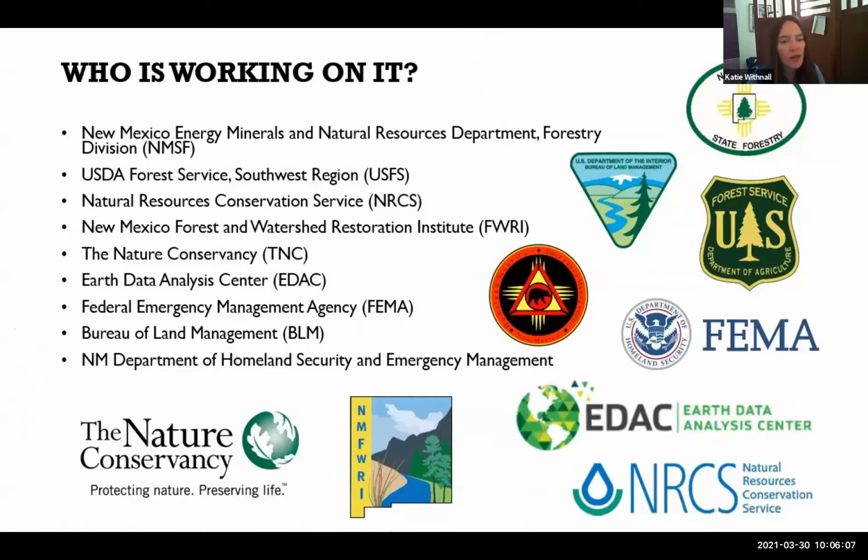The New Mexico Opportunity Map is a collaborative project with many different agency partners, including State Forestry, U.S. Forest Service, the Nature Conservancy, and the New Mexico Forest and Watershed Restoration Institute.